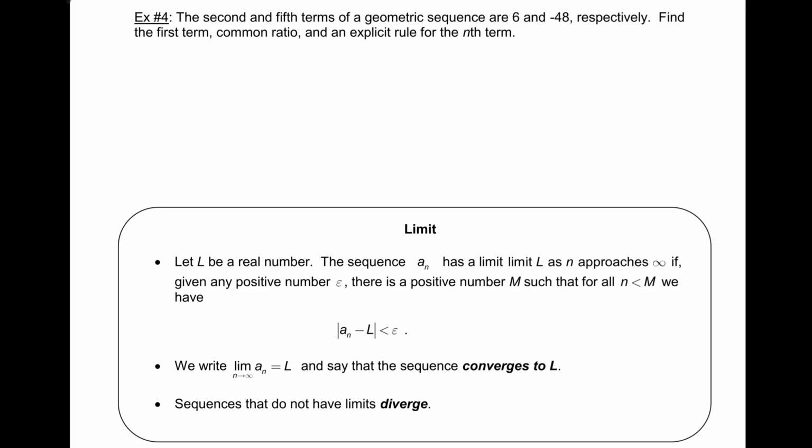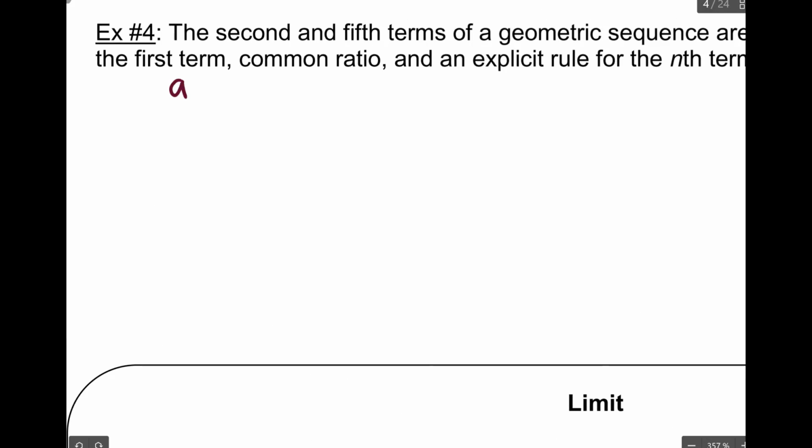Example 4. The second and fifth terms of a geometric sequence are 6 and -48 respectively. Find the first term and common ratio and the explicit rule for the nth term. Okay, so in other words, a of 2 is equal to 6. A of 5 is equal to negative 48.